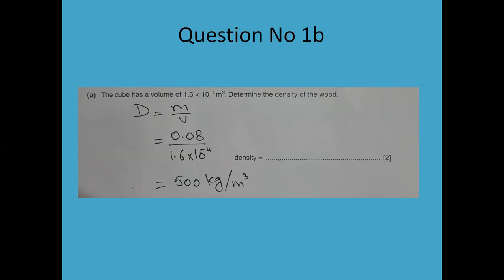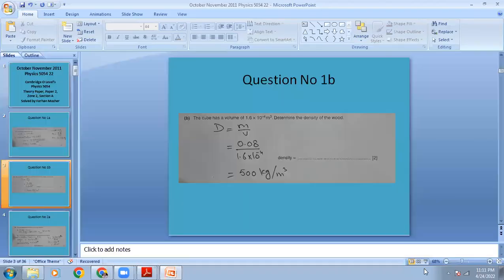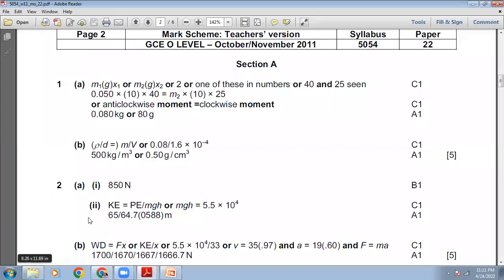So mass is 0.08 kg, and the volume is 1.6 times 10 to the power minus 4 meter cube. When you enter this value into your calculator, you will write 0.08 divided by 1.6 times 10 to the power minus 4, equals, and that will give you 500 kg per meter cube. Hopefully you understand. 500 kg per meter cube. So our answer is right.